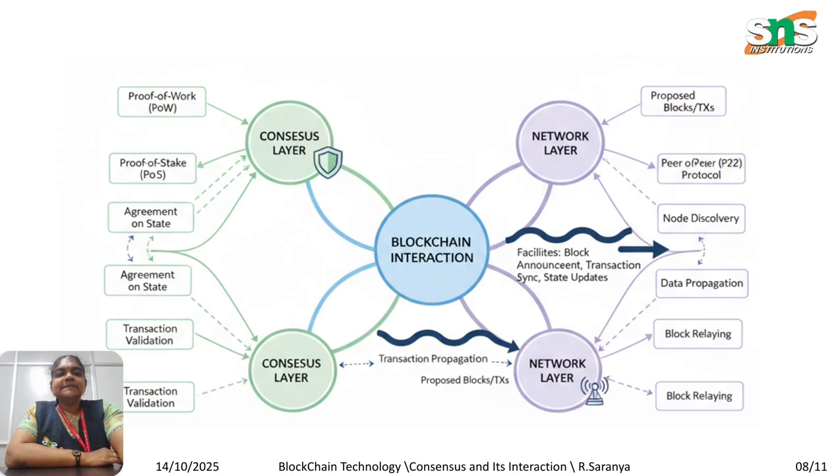This is a simple diagram which shows the blockchain interaction between the consensus layer and network layer. In the network layer, the nodes are discovered and peer-to-peer communication is established. After that, data propagation is done between the peers. In the consensus layer, the transaction validation is done. Apart from that, agreement is validated based on proof of work or proof of stake.